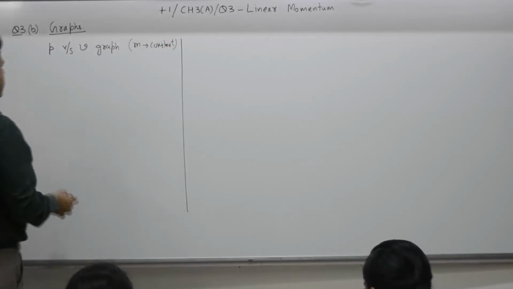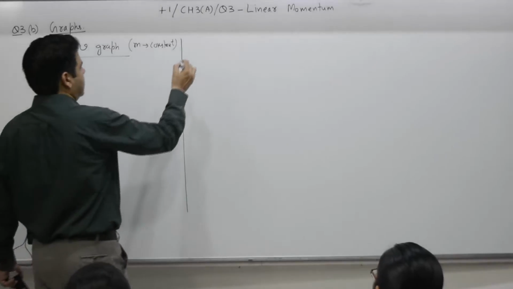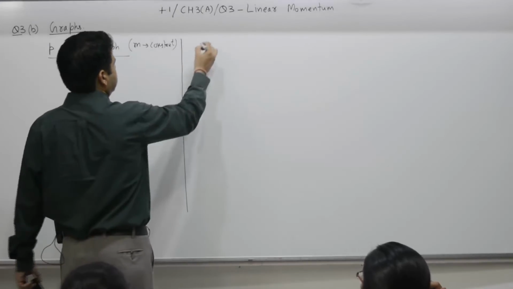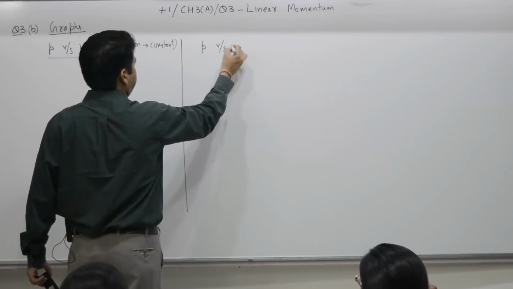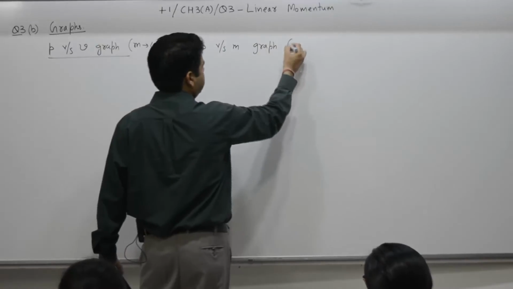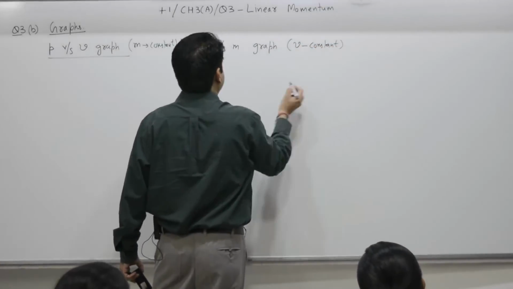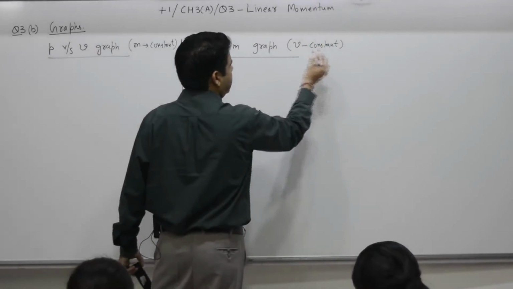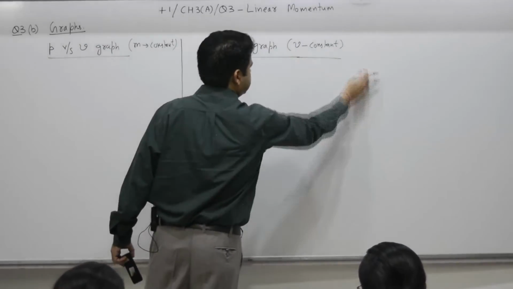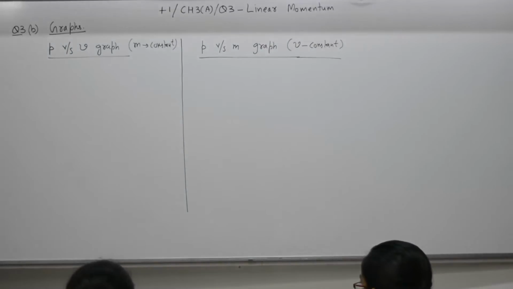Second is what? The P-m graph, keeping v constant. Third, we'll take up in the next part because of space constraint. Third is the v-m graph when p is constant. We'll plot it. Notes band kar do please.